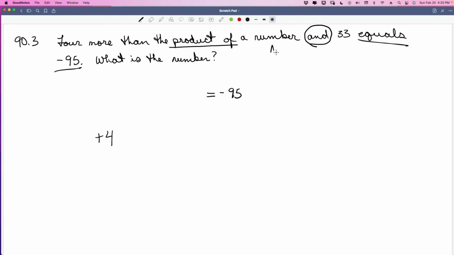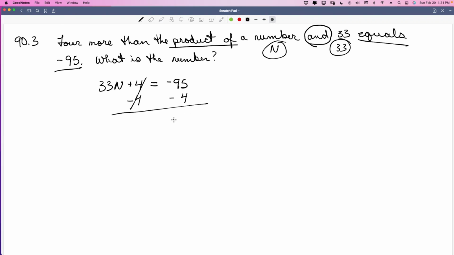The product of what? This "and" joins those two things that are going to be multiplied against each other together. So we have a number, which is n, and 33, right? So these are the two things that are going to be multiplied. So we could say 33 times n plus 4. Let me make that bigger and all together. 33 times n plus 4 is equal to negative 95. And that's our equation. So again, we want to isolate the n and get it by itself. So we're going to subtract 4 from this side. But to keep things equal, we're going to subtract 4 from this side.